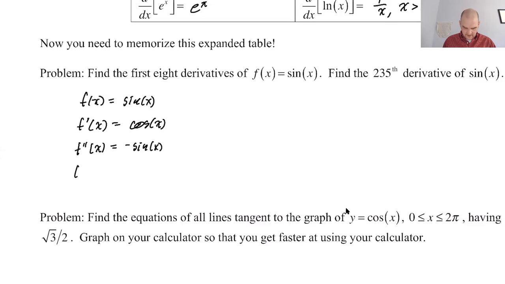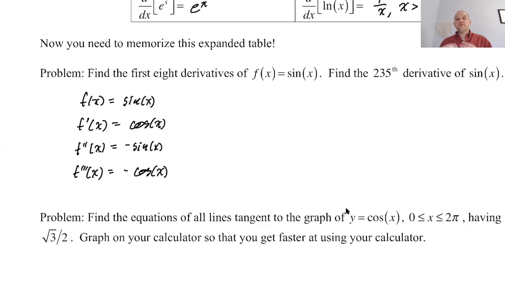And then the third derivative, you can do triple primes. So f prime, f double prime, f triple prime. First derivative, second derivative, third derivative. These are all good. It's going to be the negative of the derivative of sine, so negative cosine.